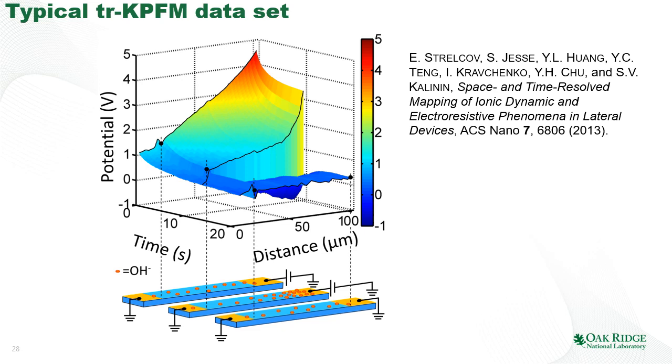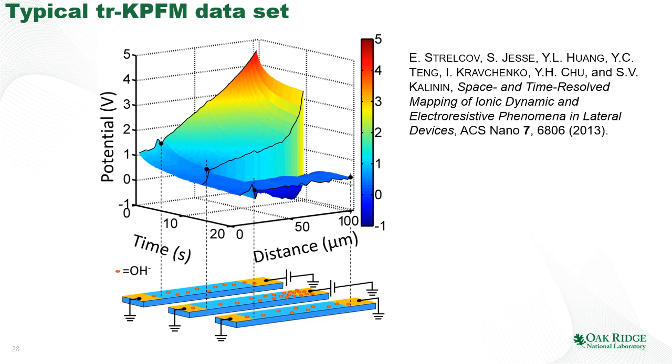This axis, from 0 to 20 seconds, is the time axis. This is the time after the bias pulse. And obviously, the vertical axis is the potential. So if you now look at the surface and these two lines, what you see here is the evolution of the surface potential as a function of time.